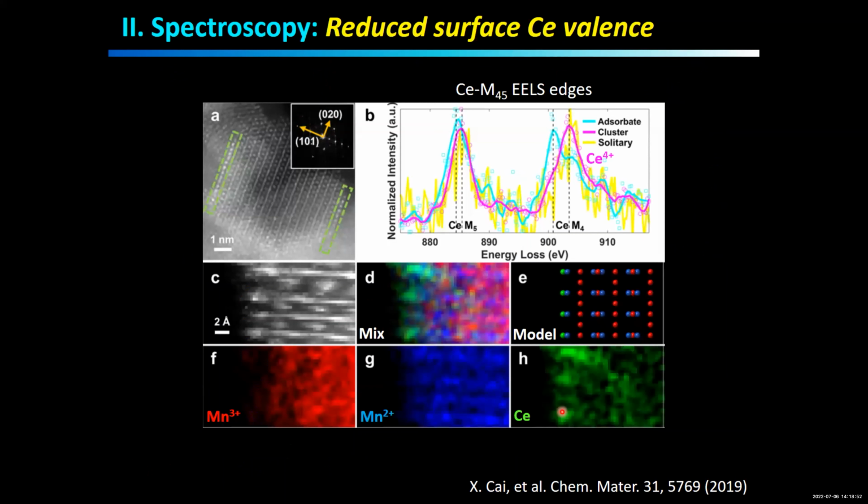And with the fine structure of EELS, we can also derive the oxidation states of the cerium and the manganese. So here the pink spectrum is from the cerium nanocluster embedded in the manganese oxide, which is consistent with the cerium 4+ species. So this indicates the nanoclusters should be CeO2. And the cyan spectrum is taken from the surface cerium, which shows a reduced valence compared to the cerium 4+.